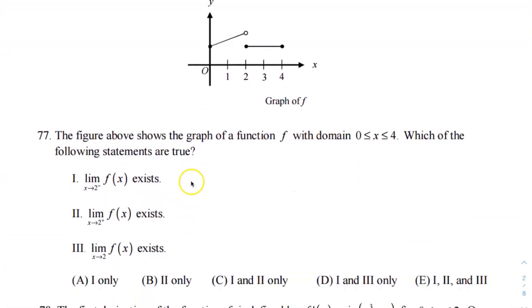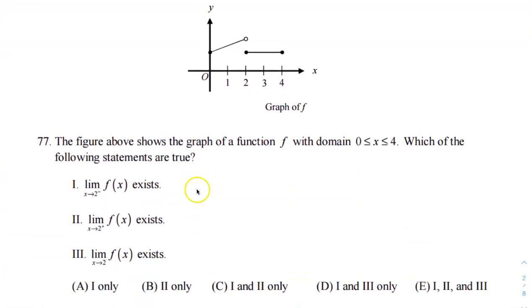It's another one that doesn't need a calculator, and it's honestly fairly easy. The figure above shows the graph of the function f with domain from 0 to 4. Which of the following statements is true? The limit as x approaches 2 from the left. Remember, the little minus sign there means from the left, exists. So 2 from the left, that's this side, you're coming from the left. It's an open circle. That does not matter. Limits don't care about open or closed. They don't care what happens at the actual line. They just care, as you get close to the line, what happens.